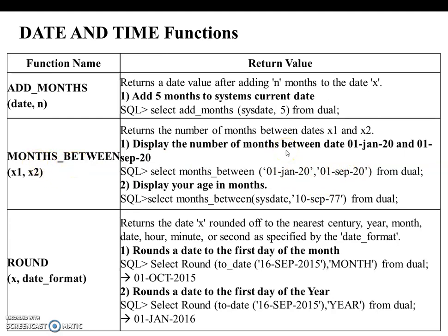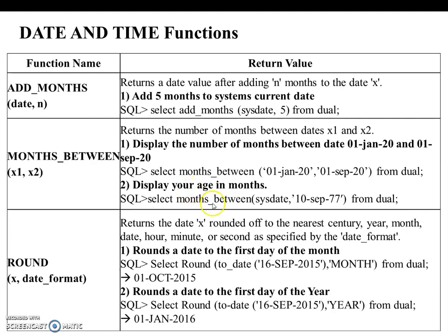So let us have one example. Find out the months between 1st of Jan 20 and 1st of September 20. So here are 2 dates, 1st of Jan 20 and 1st of September 20. And the syntax is months between, in brackets, date 1 comma date 2. These are the dates from dual. It will display how many months there are. So for this case there are 8 months. So here the output will be 8.